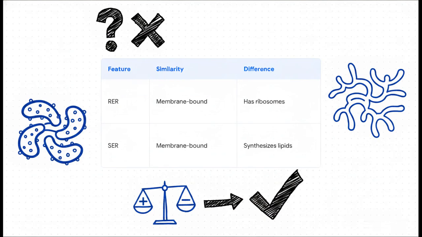And this brings us to another really critical trap, the comparative analysis protocol. Whenever a question asks you to compare structures, say the rough ER and the smooth ER, you cannot just list what one has and the other doesn't. You must explicitly provide evidence for both similarities and differences if you want those top band marks. So a similarity is that both are membrane-bound organelle networks. The difference? Well, the rough ER has ribosomes for protein synthesis, while the smooth ER lacks ribosomes and synthesizes lipids. Explicitly stating both of those sides is completely non-negotiable.